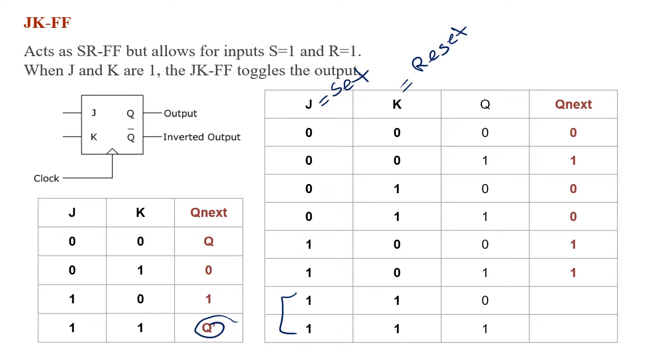So Q next is going to be Q bar. Here you have Q equal to 0. That means Q next is going to become 1. And in the last option, Q is 1. So when we toggle it, it becomes 0. So remember, a JK flip-flop is exactly like the SR flip-flop, except when you have the combination where J and K are equal to 1, then this option is no longer not allowed, but rather you will toggle the output. So if it's currently 1, we're going to change it to 0 in the next cycle, and so on.